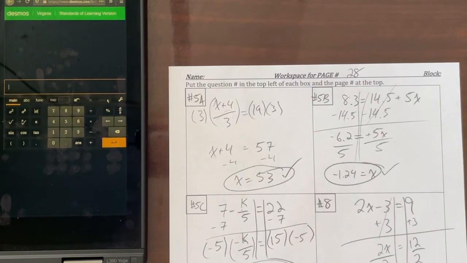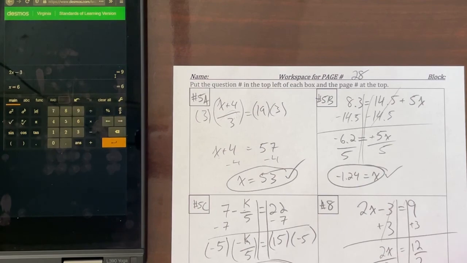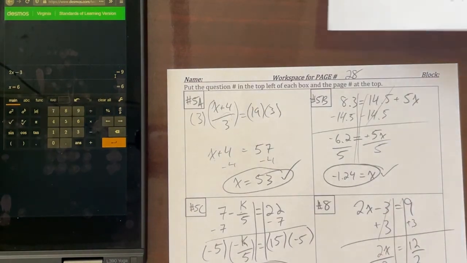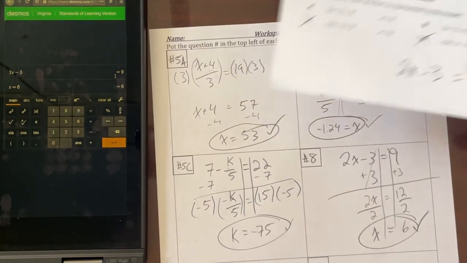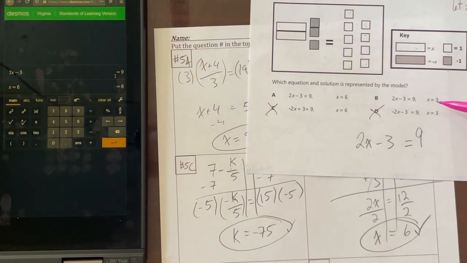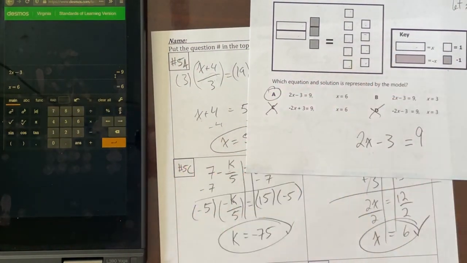Let's check to make sure it works. So we have 2x minus 3. If x equals 6, our equation already equals 9, so this is true. So for this one, we would say it's going to be A. It's going to be A for that one.